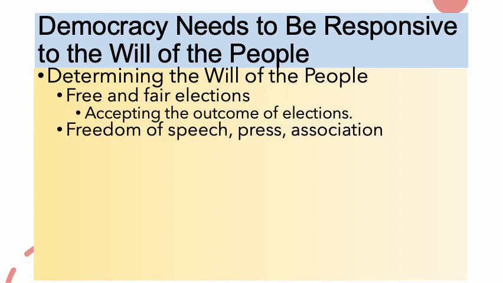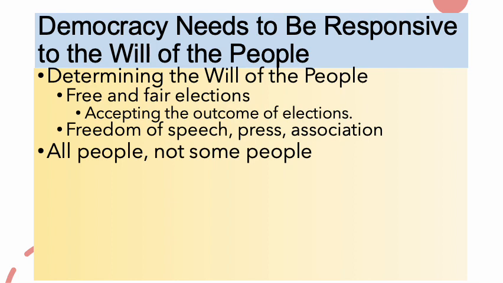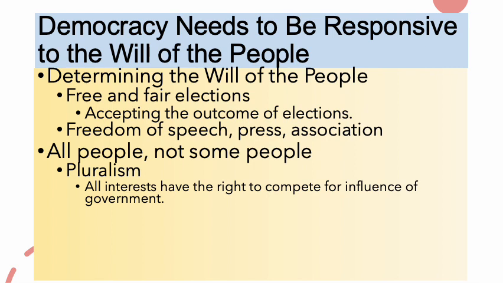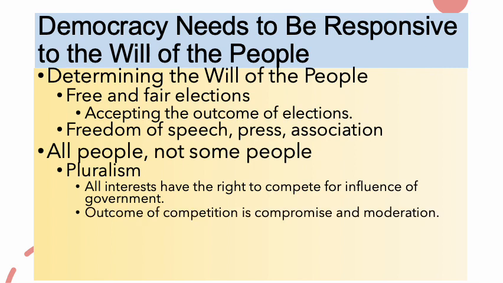We also determine the will of the people because we let people speak, right? We have freedom of speech, press, association. You can join groups. And so a democracy not only has to be responsive to the will of the people, but obviously there need to be mechanisms in place so the will of the people is known, okay? And that the will of the people is not just some people, but it's all people, okay? And that's what we talked about earlier in the lecture about pluralism, okay?